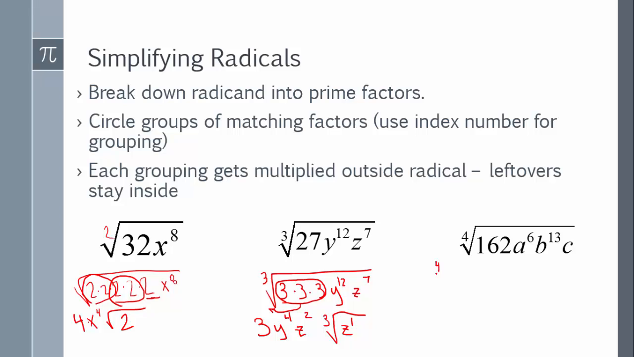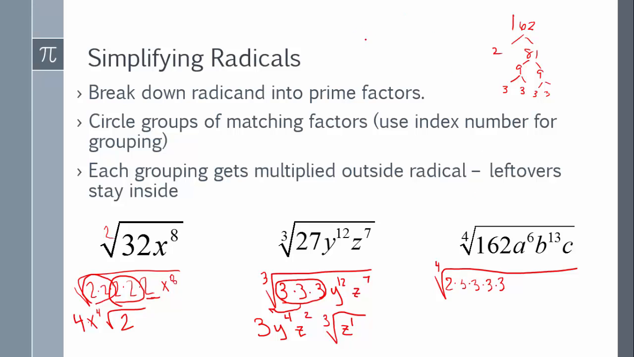The 4th root of 162, a to the 6th, b to the 13th, c. So we'll start with 162. All right, so if you need to, you can use a factor tree. 162, that's 2 and 81. 81 is 9 and 9, and then each 9 is a pair of 3's. Okay, 2 times 3 times 3 times 3 times 3.